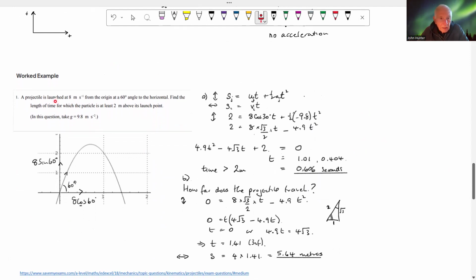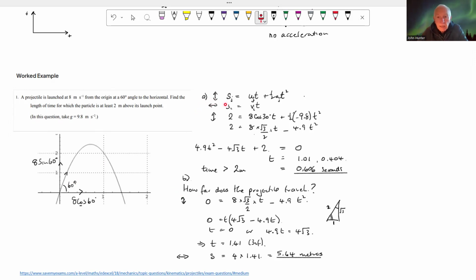A projectile is launched at 8 meters per second from the origin, at an angle of 60 degrees to the horizontal. Find the length of time for which the particle is at least 2 meters above its launch point. Right, so part A. I've added a bonus question on here myself.